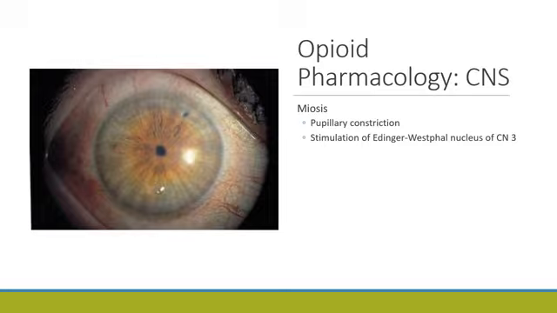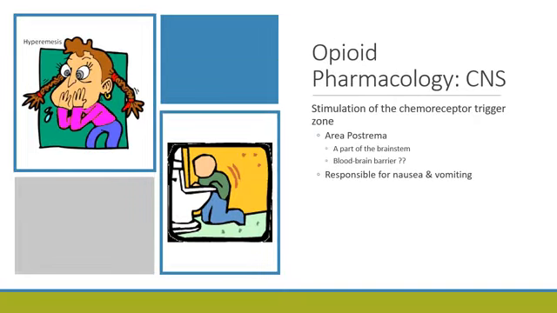we see here. And that's triggered via the stimulation of the Edinger-Westphal nucleus of cranial nerve 3. And so one of the ways that we can really tell if a patient's overdosed on opioids, in addition to monitoring the respirations, is we can simply take a look at their eyes. And if we see really profound pupillary constriction, then that's a pretty good signal that they've got some sort of opioid agonist on board.